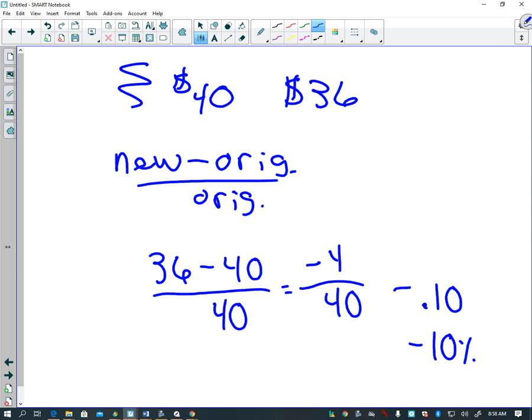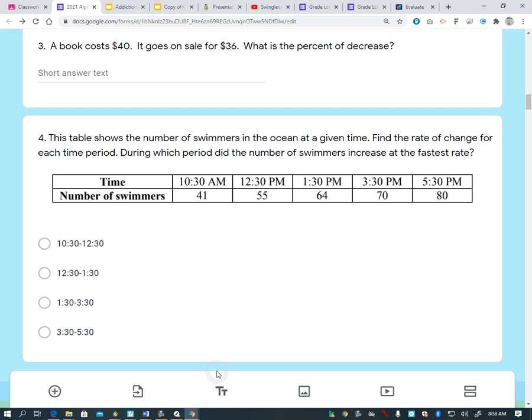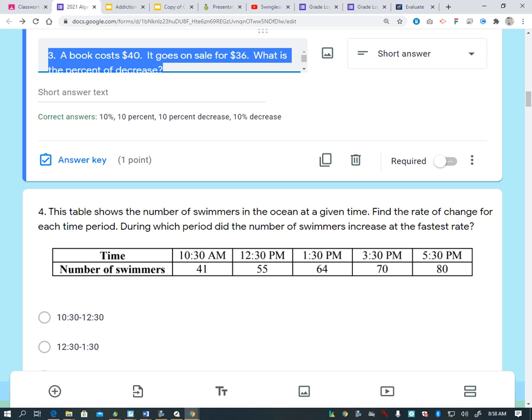All right, let me see if I can come back over here. Okay. What is the percent? Because it already tells you what is the percent of decrease. So all I want here is 10%. Okay? Notice how none of these say negative 10%. So be careful with that.